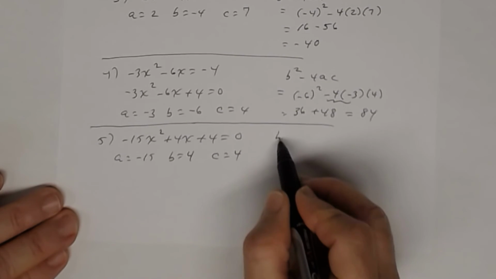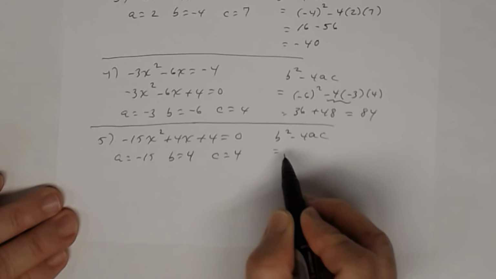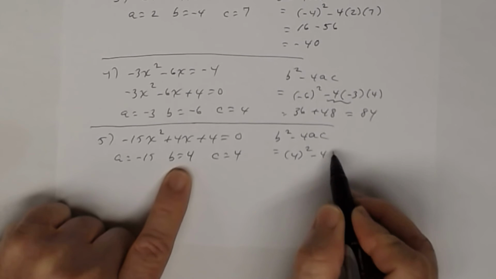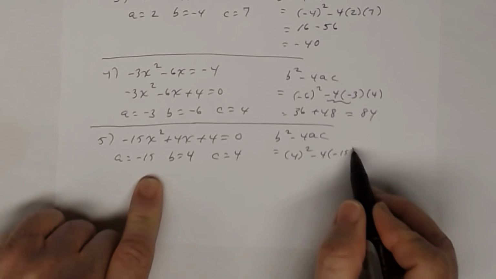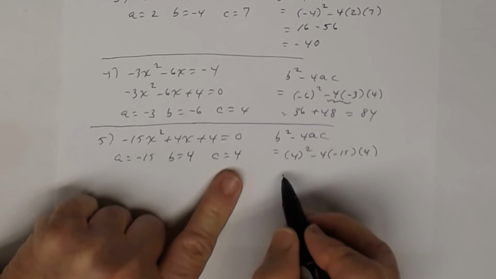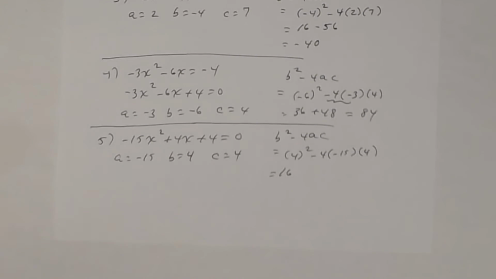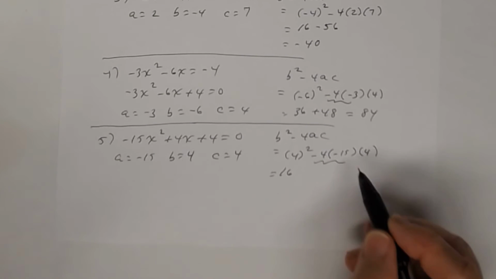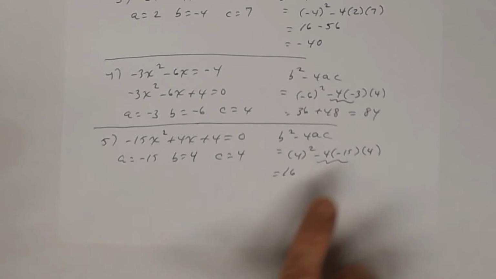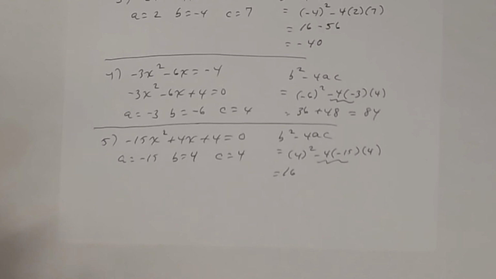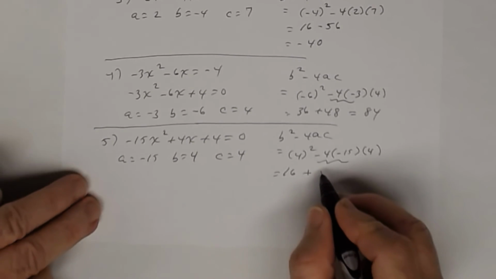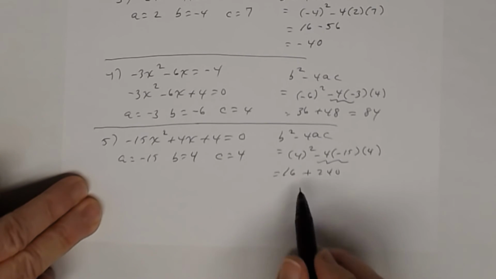So b squared minus 4ac. In place of b, I'll substitute 4, so that's 4 squared minus 4 times a, which is negative 15, times c, which is 4, right? Well, 4 squared is 16. A negative 4 times negative 15, and if you need to use your calculator, is a positive 60. A positive 60 times this 4 is a positive 240. I'm just using a calculator right here. So you get plus 240, right? But 16 plus 240 is 256.